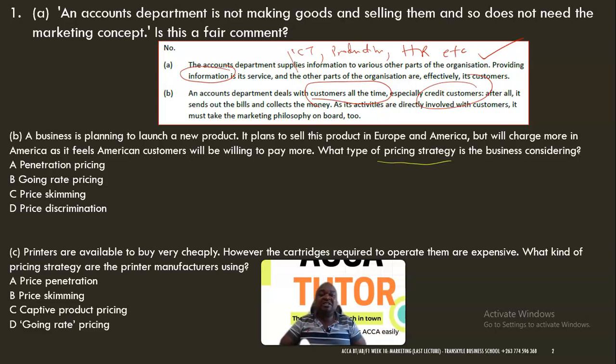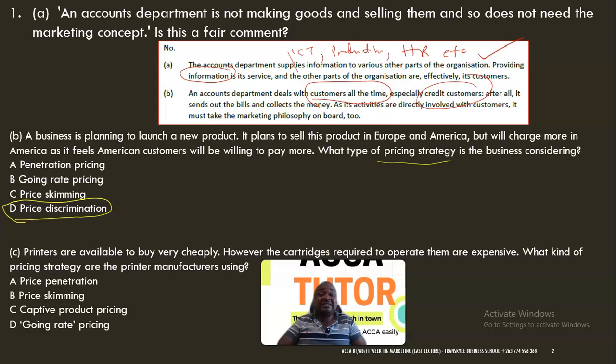The first one, A, penetration pricing. B, going rate pricing. C, price skimming. D, price discrimination. So what you need to show to the examiner is that you know all these pricing strategies, and you just have to pick the correct one. Obviously, if we are having a variety of market locations, but we are charging different prices, it means that we are segmenting those markets by prices. So in that case, we are discriminating by price. So that's price discrimination.